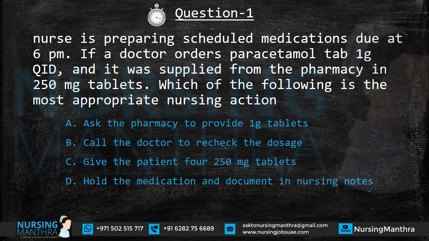A. Ask the pharmacy to provide 1 g tablets. B. Call the doctor to recheck the dosage. C. Give the patient 4 250 mg tablets. D. Hold the medication and document in nursing notes.